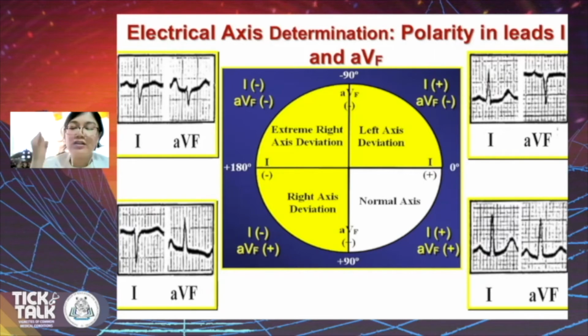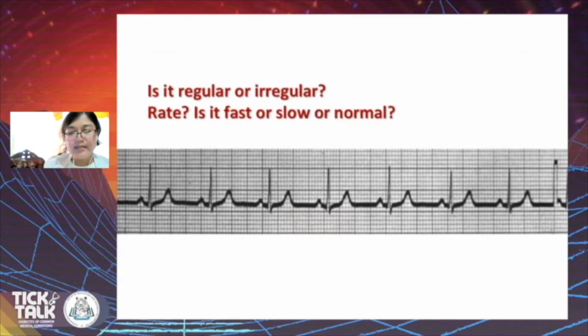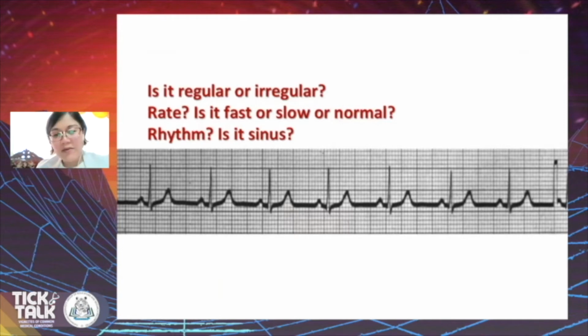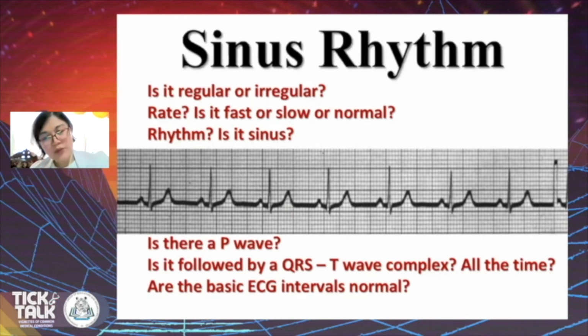So you just have to take a look at your lead 1 and AVF. Know that the normal is that lead 1 and AVF should have positive inflection. So, is it regular or irregular? Definitely, this is regular. Is it fast or slow or normal? Definitely, it's a normal rate. Is it sinus? Is the rhythm coming from the sinus node? We can say that yes, because we have here P waves followed by normal looking QRS complexes all the time. And we can say also that the basic ECG intervals are normal. So going through this list quickly and getting familiar with how each waveform should look allows you to know if you have sinus rhythm.